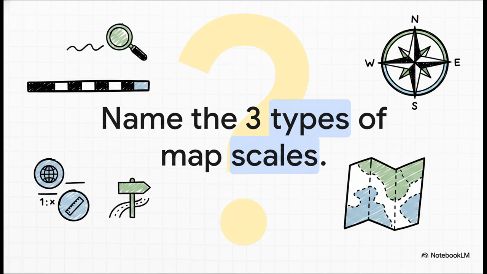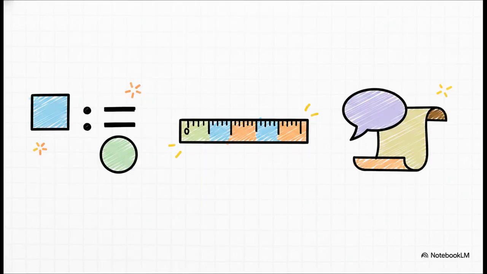Name the 3 types of map scales. There are 3 specific ways map makers mathematically express this shrinking of reality. Can you name them before we reveal the answer? Here they are. You'll definitely want to memorize these 3 forms for your exam. First, the representative fraction, or RF, which looks just like a ratio. Second, the visual linear or bar scale, which looks like a little ruler printed right on the map. And third, the descriptive verbal or word scale, where the mapmaker literally tells you the scale in a written sentence.